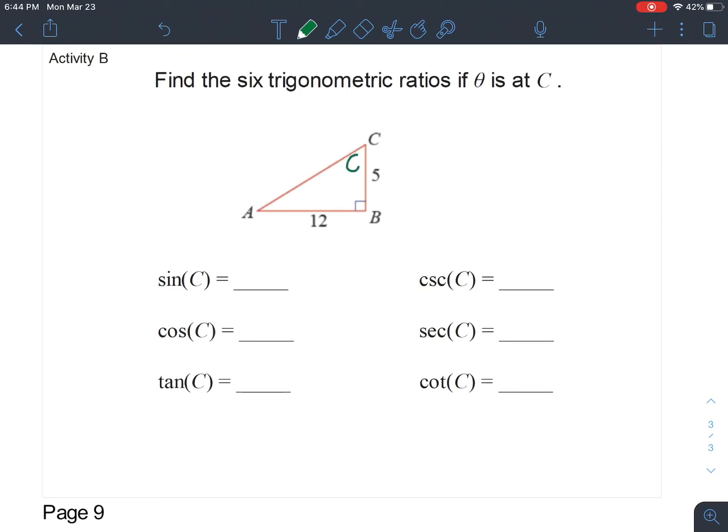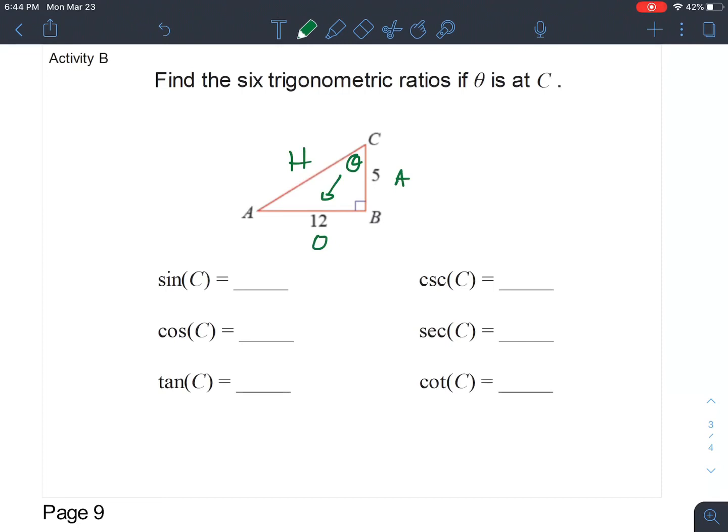Okay, now that you have tried this, so theta was going to be right there, so that means our hypotenuse is still in the same spot. However, this time, the opposite side is going to be down at 12, and the adjacent side is at 5. Now that we have labeled all the parts, we can go ahead and find our trig ratios.